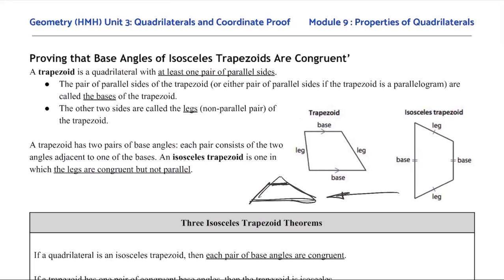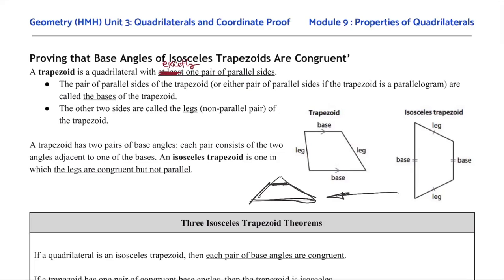The other two sides are legs, and they're non-parallel sides. That was the key information, guys. These two sides cannot be parallel. So let me actually alter the definition because I don't know why it's written this way. It should be exactly one pair of parallel sides, because if it has two pairs of parallel sides, we call that a parallelogram, right?